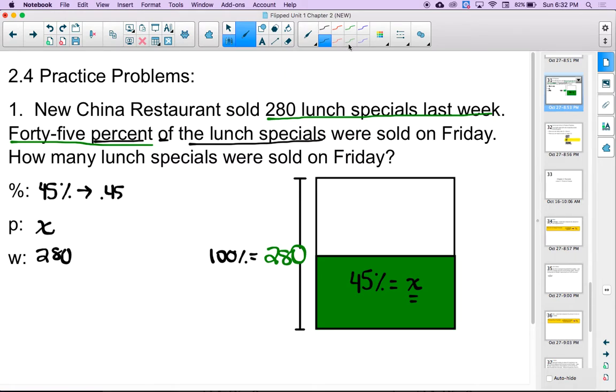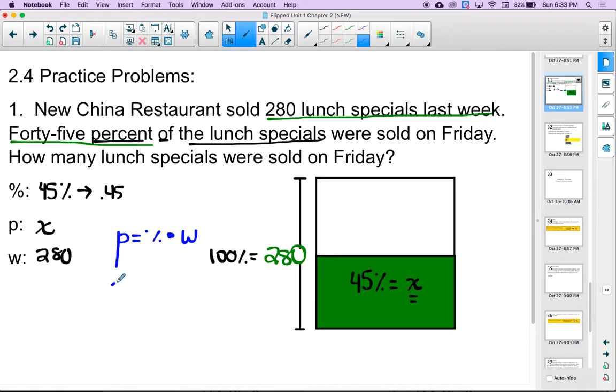Okay, so the difference here is that we're not doing the proportion. If you do the proportion to solve this, you're not actually doing what needs to be done in this lesson. We are going to instead put it into the equation part equals percent times the whole. Okay, so no proportion this time. We're going to use the equation instead.